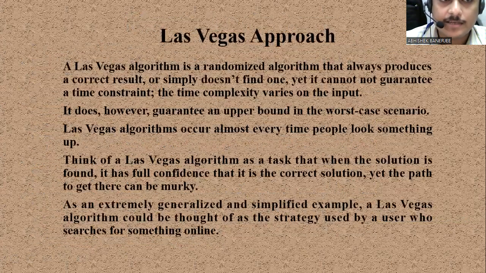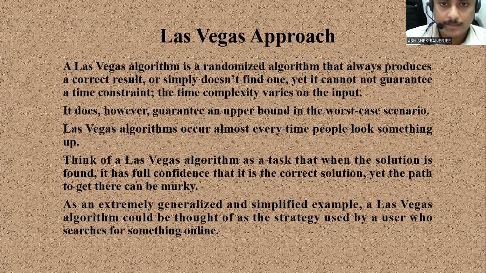Now, Las Vegas approach. A Las Vegas algorithm is a randomized algorithm that always produces a correct result or simply does not find one. Yet it cannot give a guarantee on a time constraint. The time complexity varies on the input. It does, however, guarantee an upper bound in the worst case scenario. Las Vegas applications or algorithms occur almost every time people look something up.